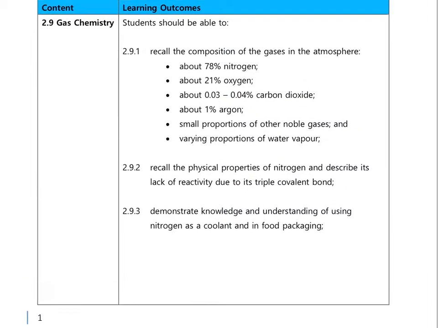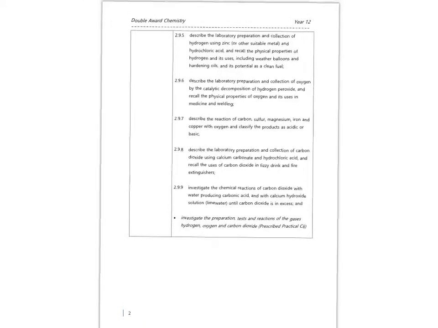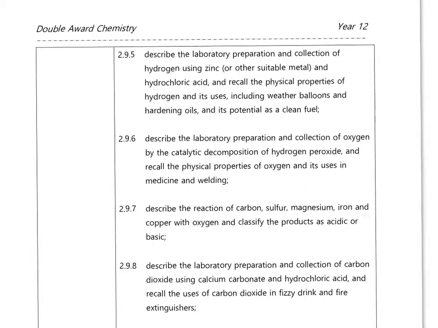Then essentially you look at nitrogen, first of all, as your first gas. And then if you turn over the page, the next gas you look at is hydrogen, and we look at how we prepare it and its physical properties, its uses, and so on. Then we move on to the gas oxygen, and again we look at its preparation, its properties, its uses, and then have a look at some reactions of oxygen as well.